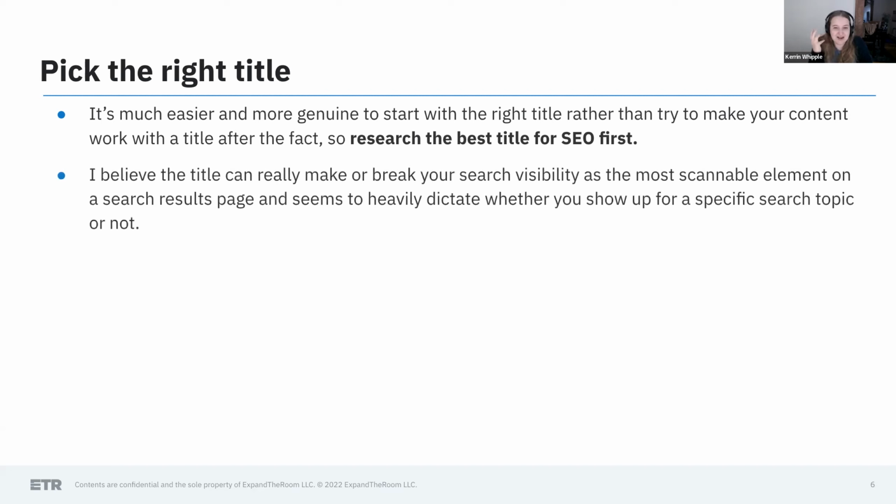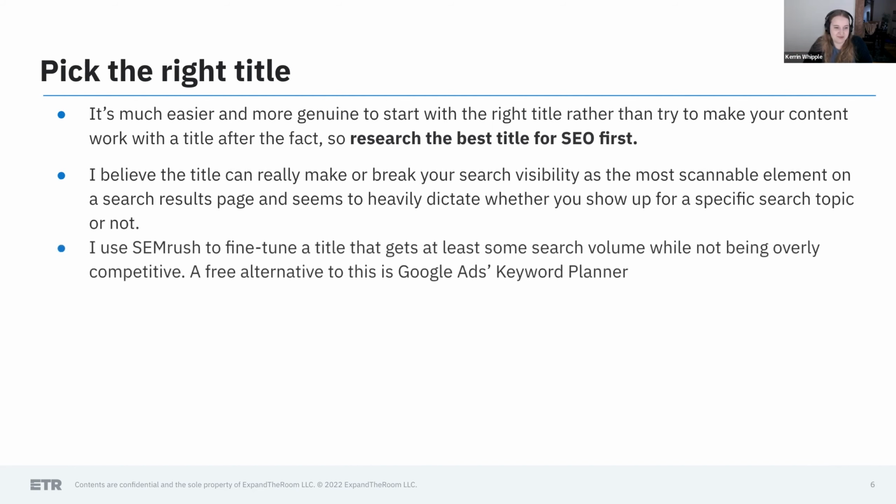The title really can make or break your search visibility, since it's the most scannable item, and it really seems to dictate heavily whether you're going to show up for a specific search topic or not. So we at ETR have SEMrush to fine-tune a title. It's a very powerful tool, and the part that I use is called the Keyword Magic Tool, I think. It basically allows you to search for something, and it shows you related searches along with their volume and how competitive they are.